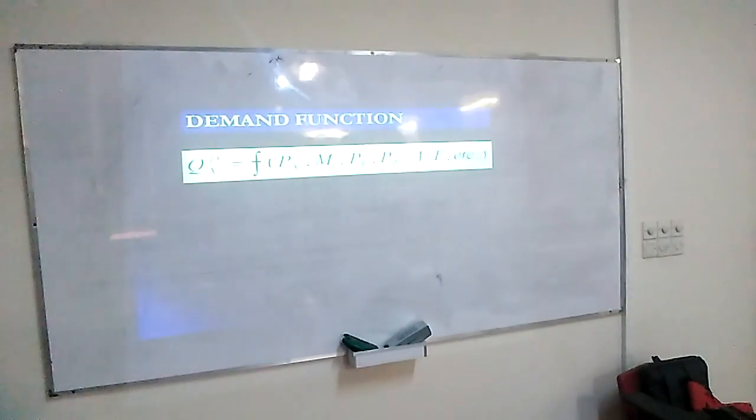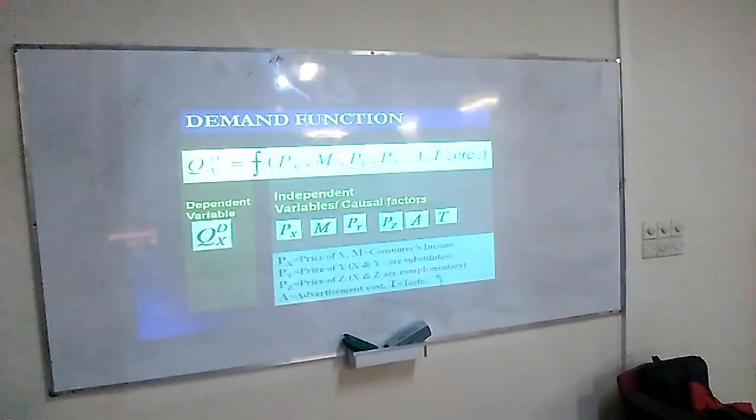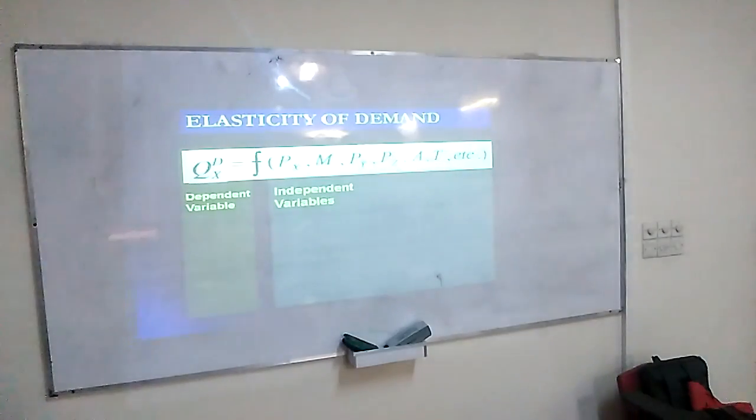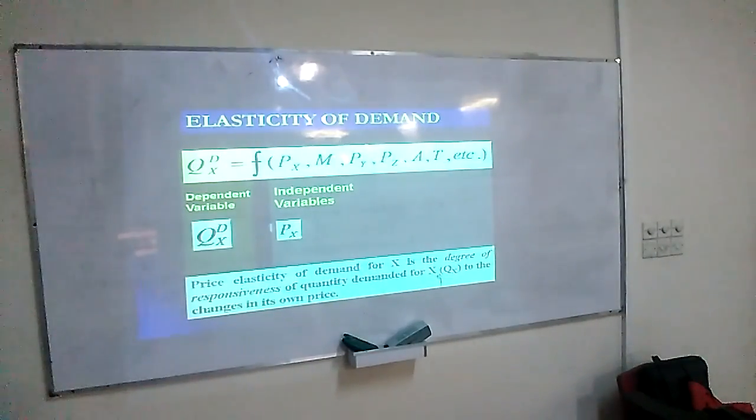Okay, then this is your demand function: quantity demanded, price, income, price of Y, price of Z, advertisement cost, tax, etc. So we know quantity demanded depends on a lot of factors, and here you have a few factors. If you think of price, if just price is changed, what will happen? Quantity demanded will change, so you will get the price elasticity of demand, considering the other parameters unchanged. So you are considering only this one. If the price is changed, quantity demanded is changed. So this is the price elasticity of demand.